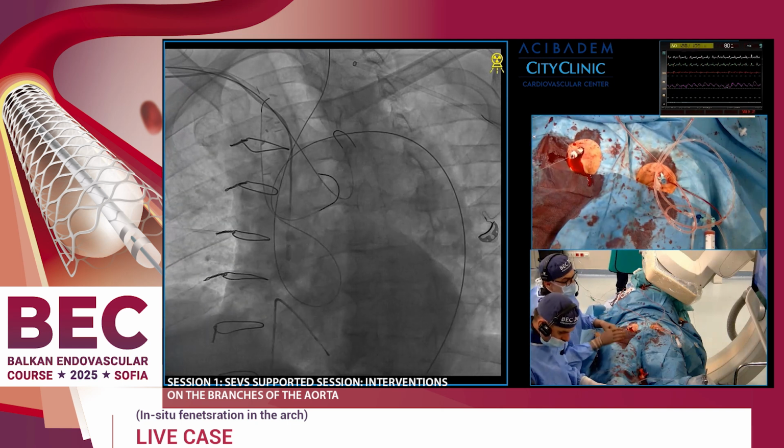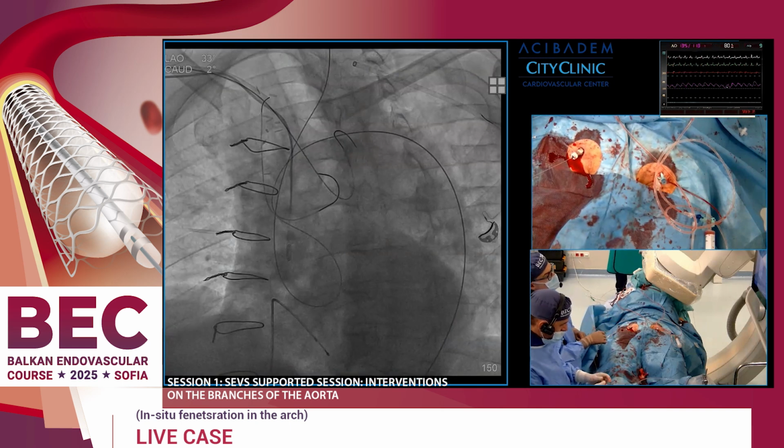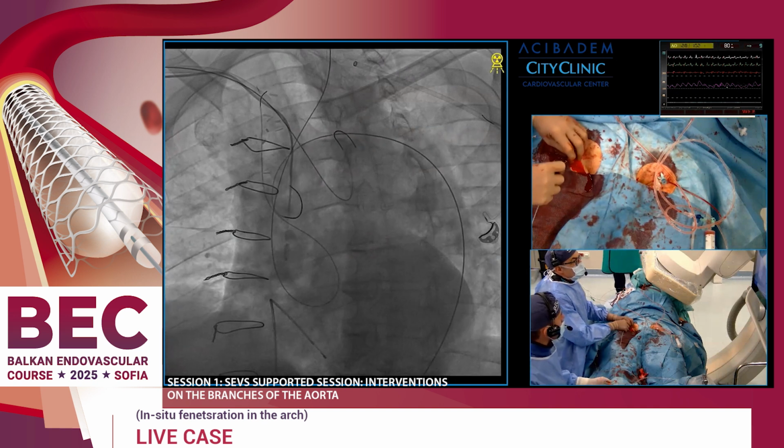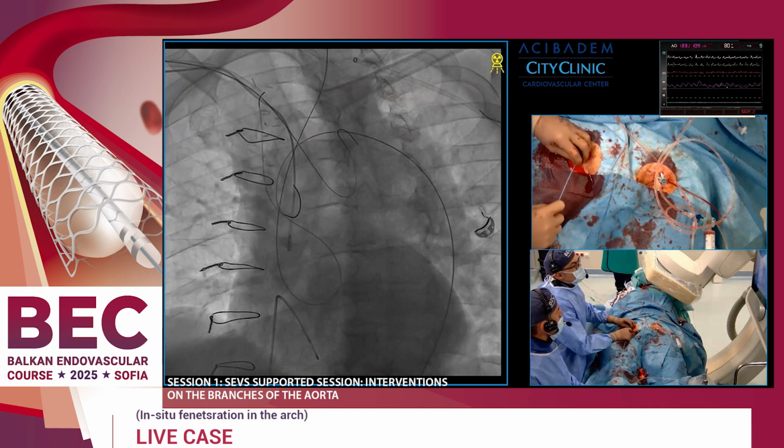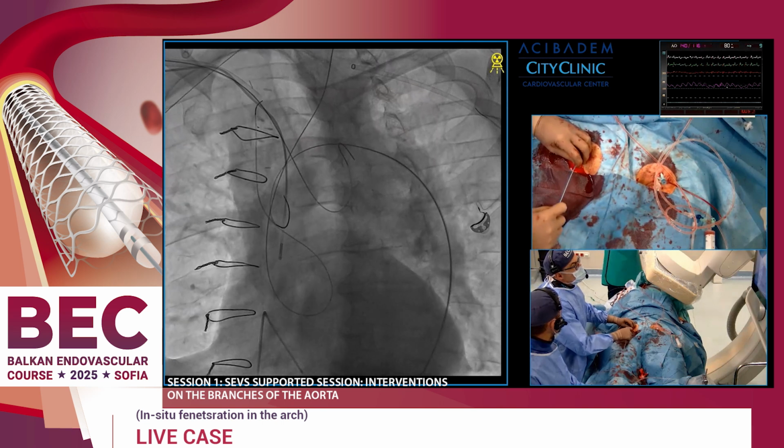Okay, a catheter. Yes. Now the wire is inside the aneurysm. I would like to have a catheter in order to go beyond the aneurysm in proximal direction in order to position the wire into the ascending aorta.